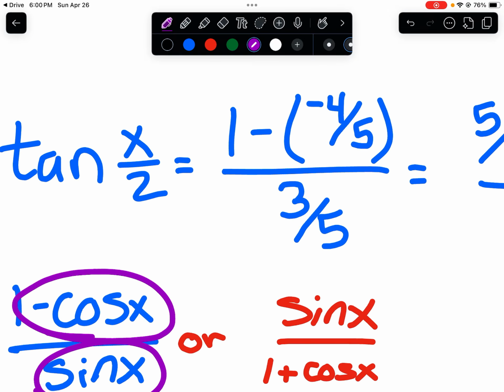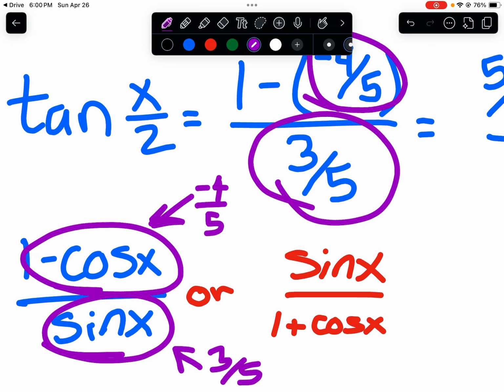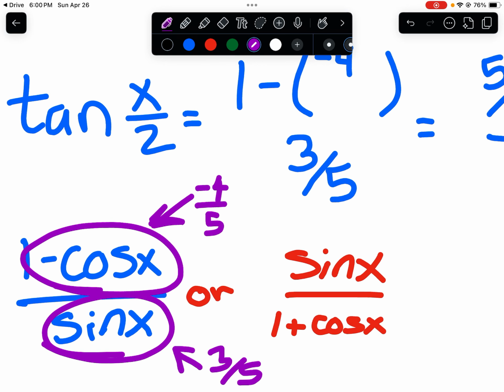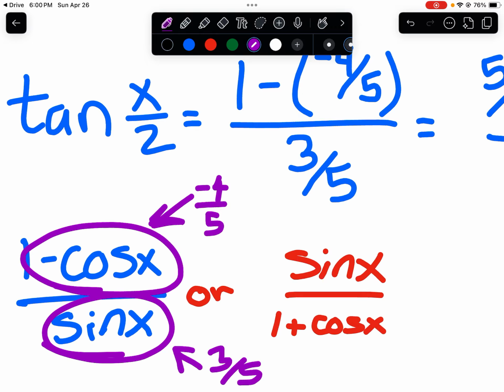And again, tangent relies on both cosine x and sine x values. So our cosine we found earlier was negative 4/5, so that's just getting plugged in there. And then the sine x was the one we were given. So that's our 3/5. That's where this bottom part is coming from.